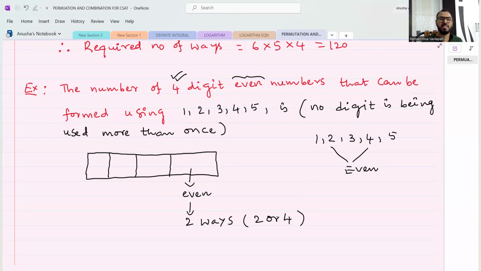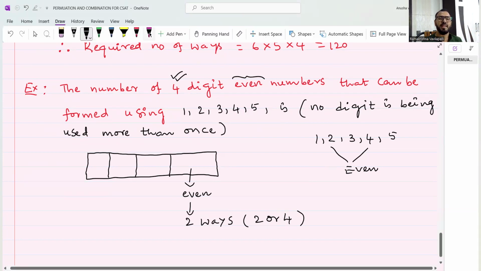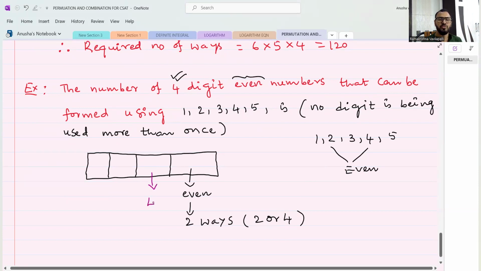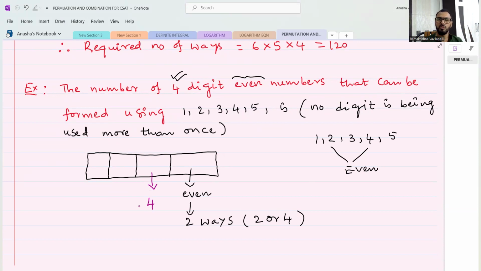Well, no digit is being used more than once. So now there are only 4 digits left. Now coming to the second box, this second box can be filled in any one of those 4 digits. Now, two digits we have used. Now, 3 more digits are there. So this place can be filled in 3 ways, and this place can be filled in 2 ways.